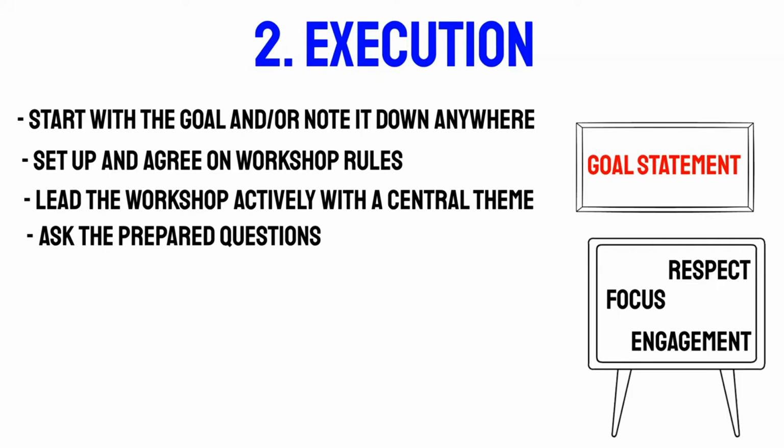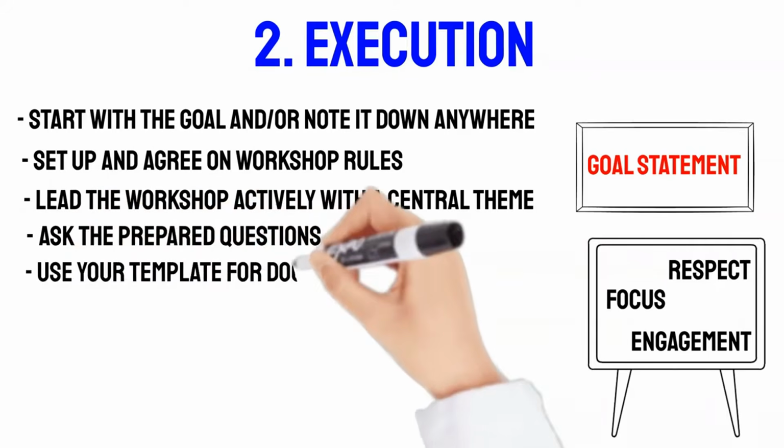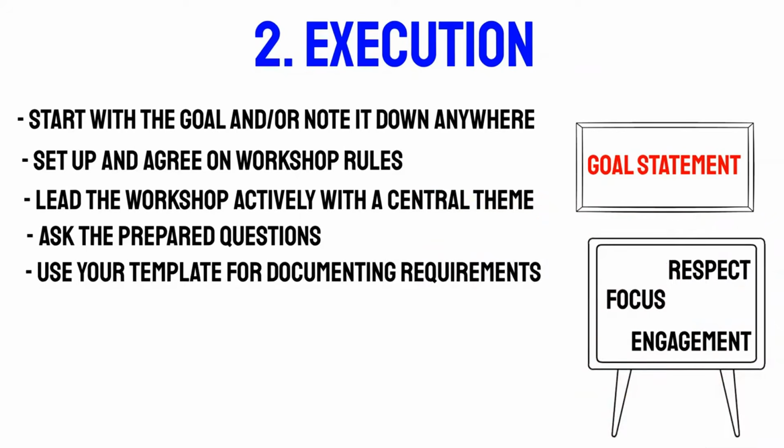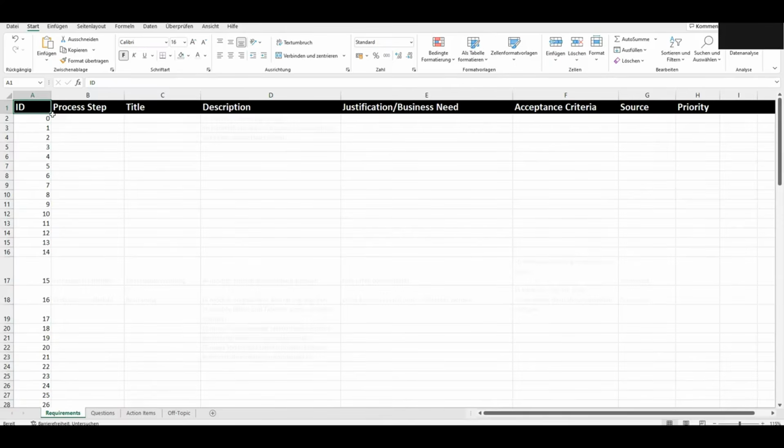Then use your template for documenting requirements. Now let me show you my template, which also could be beneficial to you. So here you can see my template for gathering requirements in a workshop. In this sheet, I'm capturing all the requirements. Every requirement needs to be identified by an ID. Then we can also reference the process step. As pointed out in the case study, it was about a process, right? And so every requirement has to be linked to a certain process step, the start of a process, the end, an activity. This is what I capture here in column B, process step.